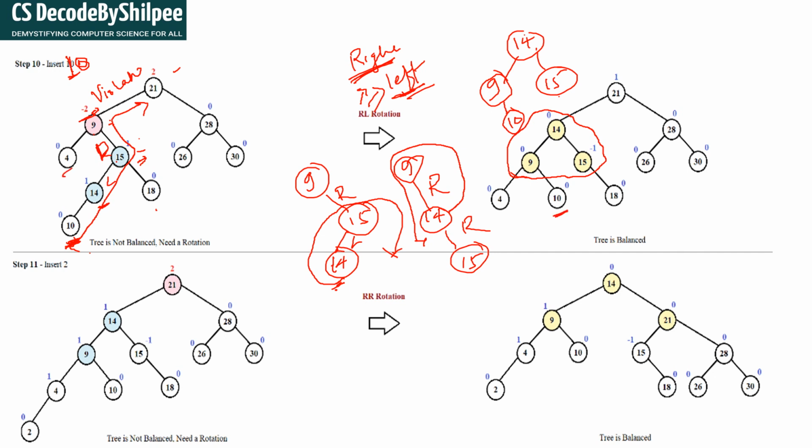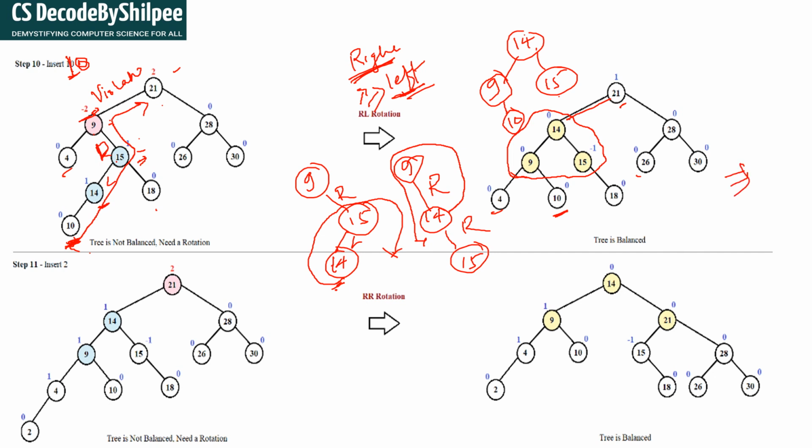4 is the left child of 9, so 4 is directly added. Now the remaining part: 9 is already the left child of 14, so 14 becomes the left child of 21, and the remaining you simply add. So you got this tree.